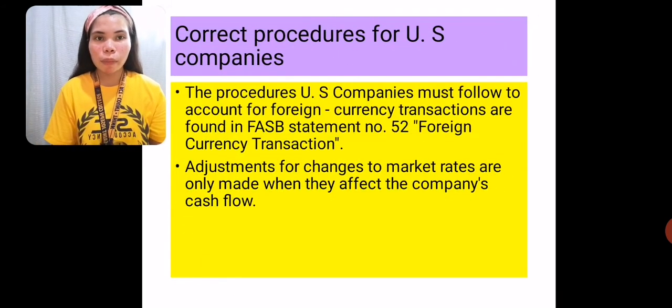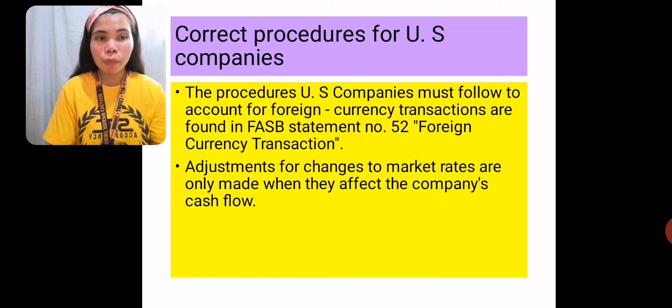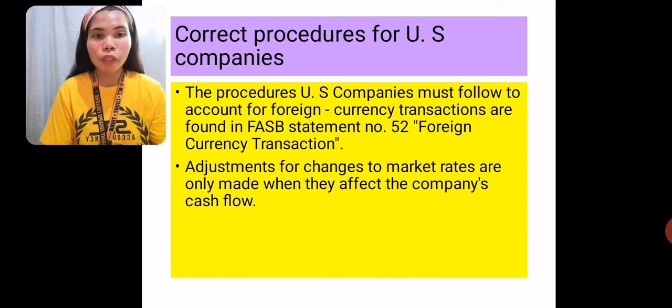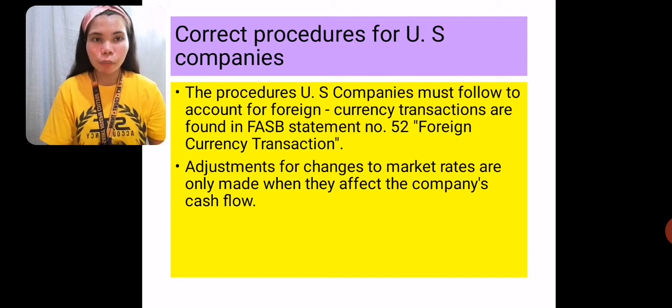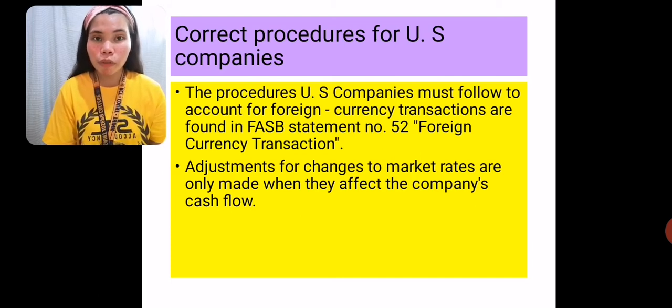So the next topic is correct procedures for U.S. companies. The procedures U.S. companies must follow to account for foreign currency transactions are found in Financial Accounting Standards Board Statement Number 52, Foreign Currency Transactions. FASB is a guideline that requires American companies to record foreign exchange items on a balance sheet according to the prevailing exchange rate.